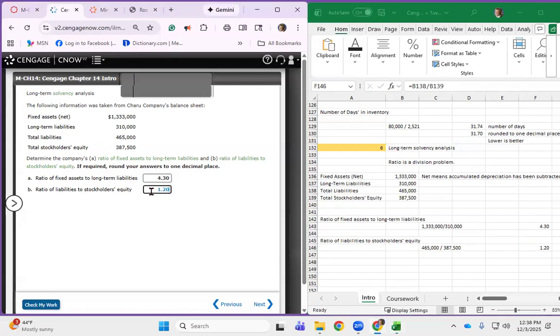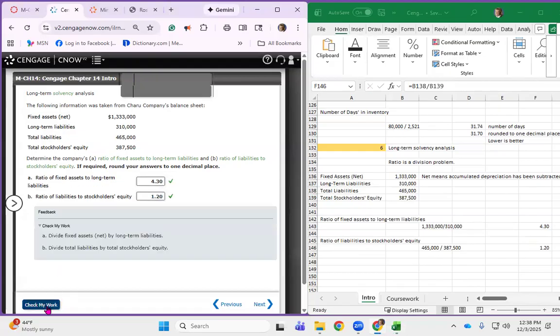Okay, so let's see if it takes my two decimal places. Hey, it did. I put two decimal places in and it didn't mind. But if I would have left off one decimal place and rounded it to a whole number, it would have counted it wrong. So please keep in mind what they're asking you to find. Okay, moving on to number 7 now.